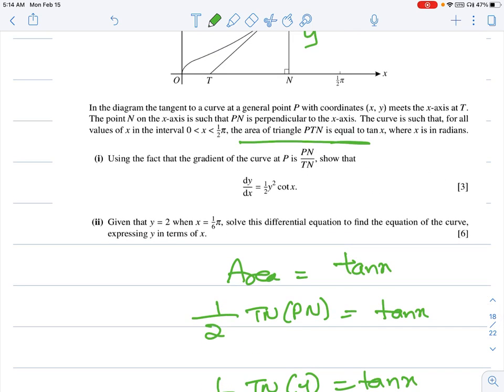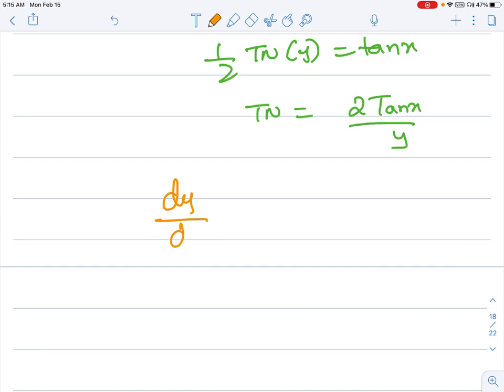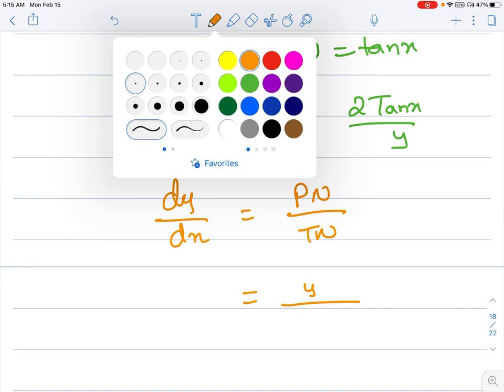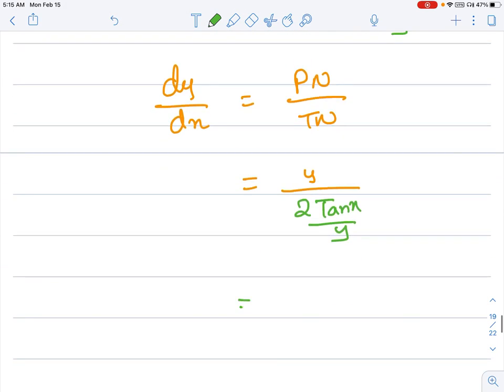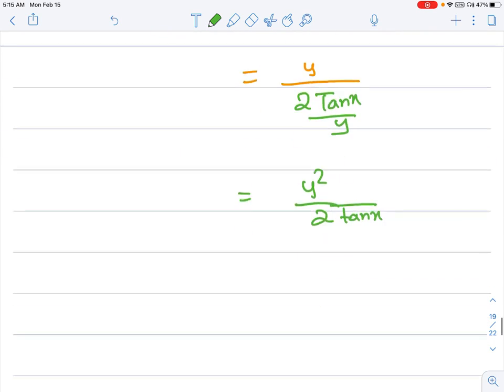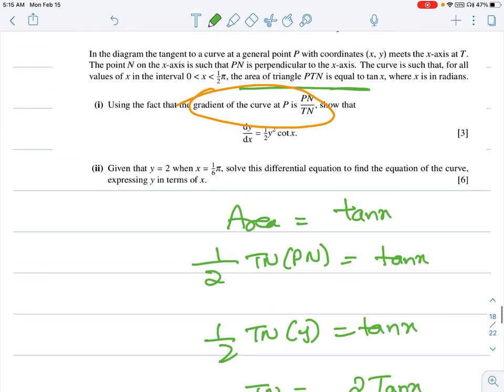Now he's telling one more clue has been given. The gradient of the curve is PN upon TN. Gradient means dy by dx is equal to PN upon TN. So PN is y, TN just now we have done it, in the green color, 2 tan x upon y. So that becomes y squared by 2 tan x. 1 by tan x becomes cot x. So y squared by 2 cot x. This is dy by dx. That's what has been proved.